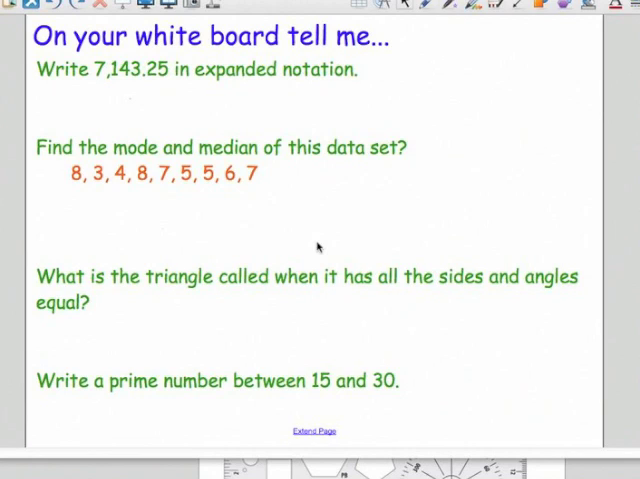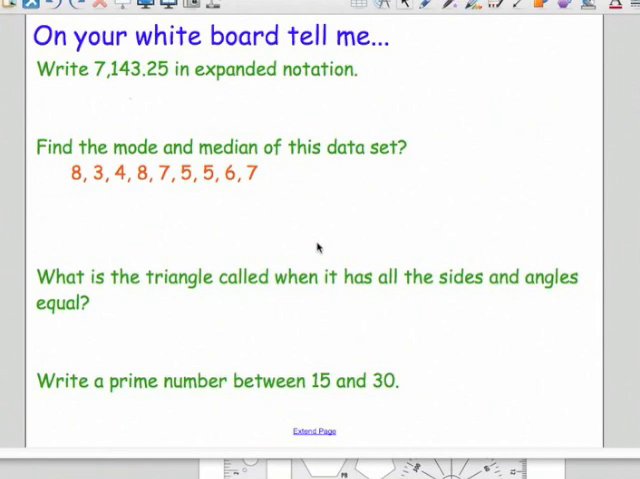On your whiteboard, you're going to answer these questions, please. The first one tells you to write 7,143 and 25 hundredths in expanded notation. Expanded notation is where you use the plus sign. So tell me how much that 7 is worth. Write it down, put a plus sign, how much the 1 is worth. Write it down, put a plus sign, how much the 4 is worth. Write it down, put a plus sign, how much that 3 is worth. Write it down, put a plus sign, how much the 2 is worth. Write it down, plus sign, how much the 5 is worth. And then you'll be done.